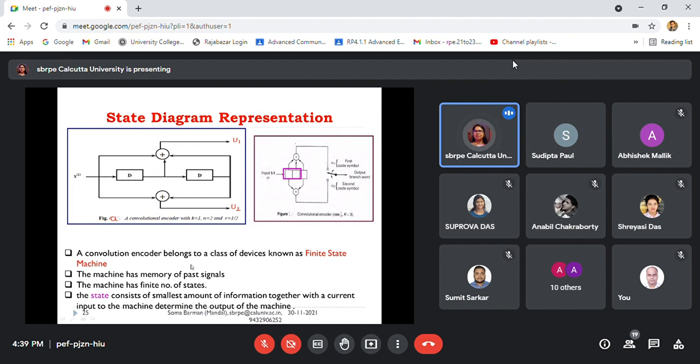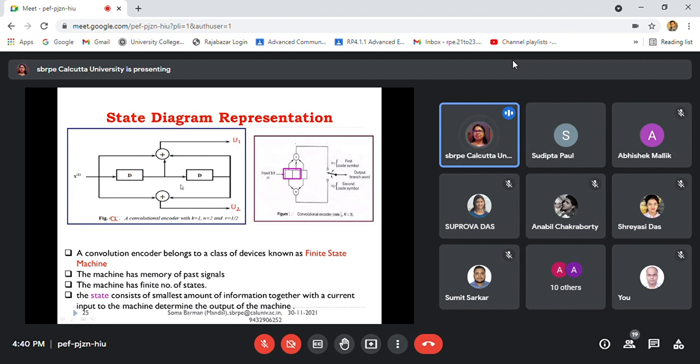When we are considering a finite state machine, the machine should have some memory, and a finite number of states. The states consist of the smallest amount of information which, together with the current input to the machine, determine the output of the machine. So the output u1 and u2 here depends on the current input and the memory of the encoder.